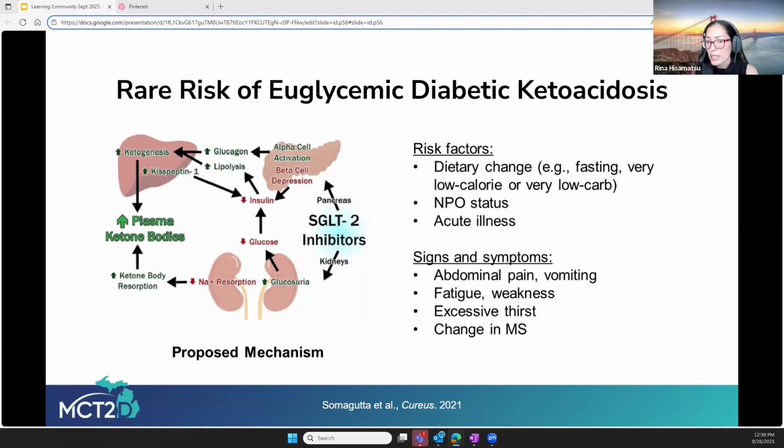Typically, euglycemic DKA results from an insulin deficient state and unopposed lipolysis or fat breakdown. So I know that some providers will also check for endogenous insulin production as another safety precaution as well. So that's also something that can be done in practice to reduce the risk.